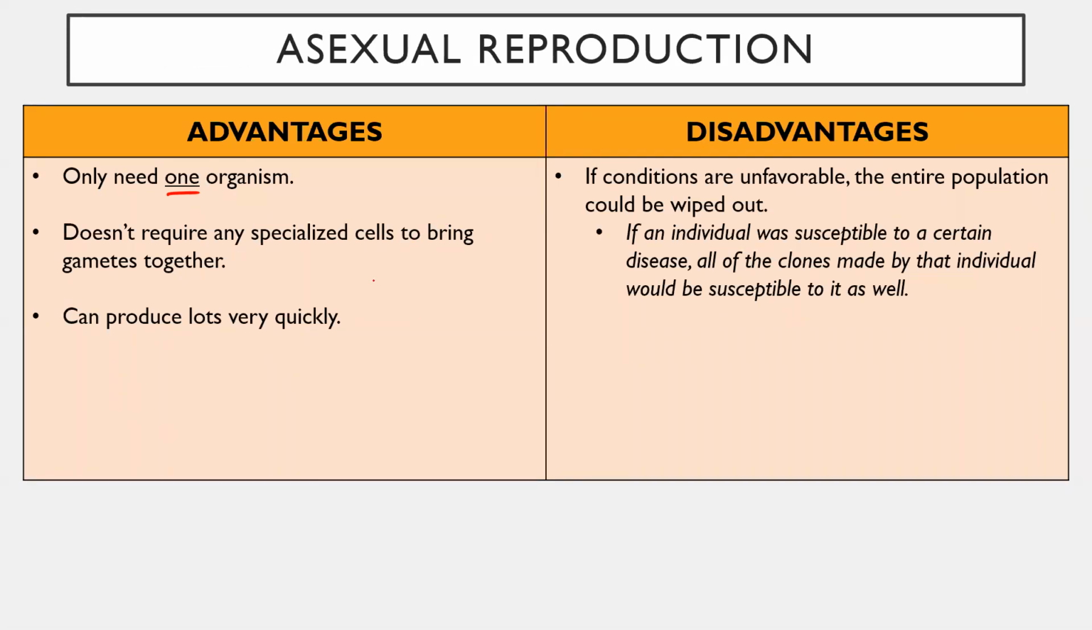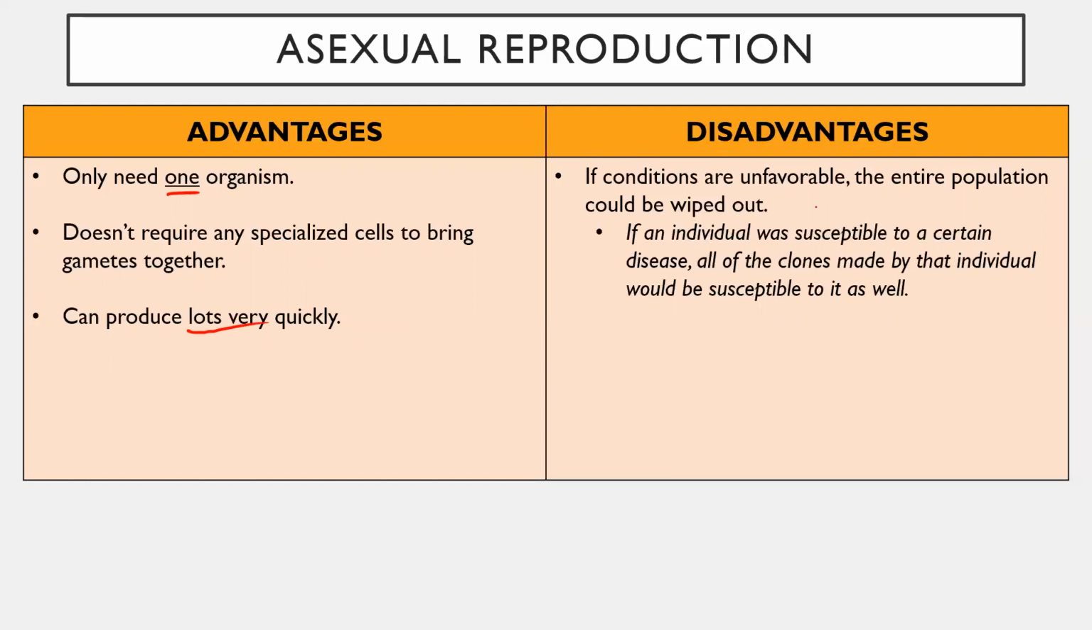Another advantage is it doesn't require any specialized cells to bring gametes together, and not requiring specialized cells means it's going to be using less energy, right? Another advantage is it can produce lots very quickly, right? So in other words, with binary fission or with budding or any of the other ways we looked at this, you can actually produce a lot more copies a lot quicker, generally speaking.